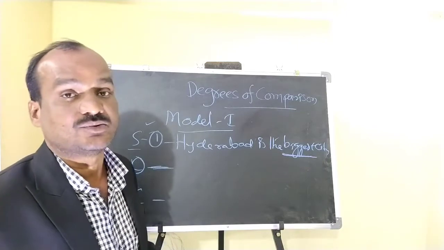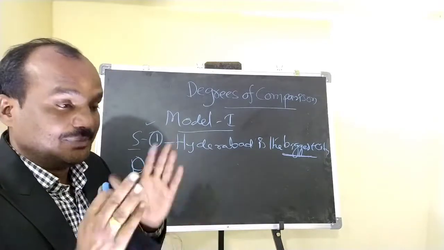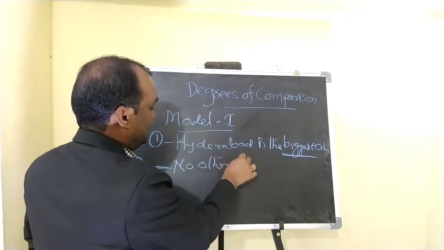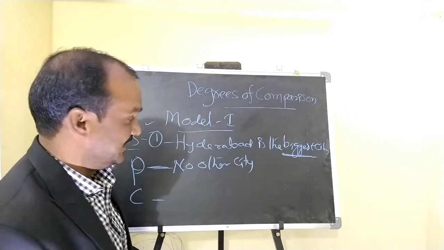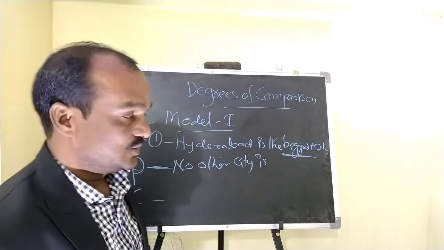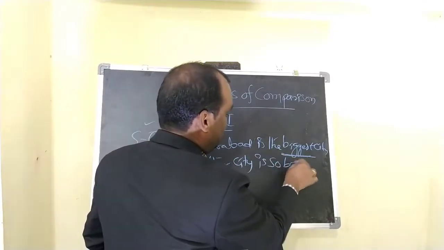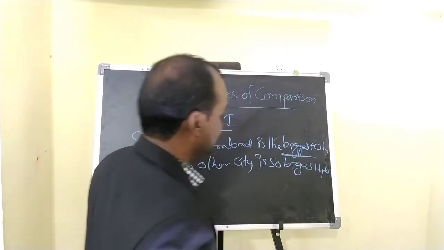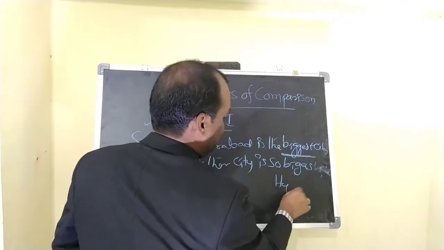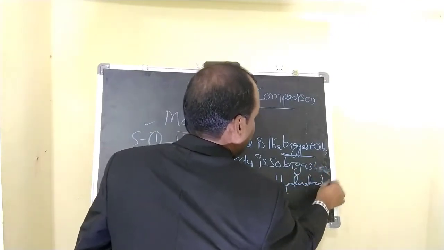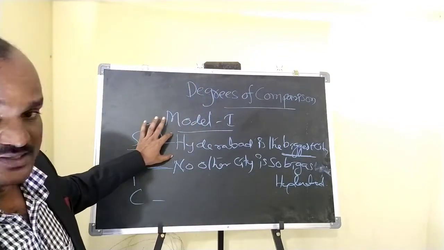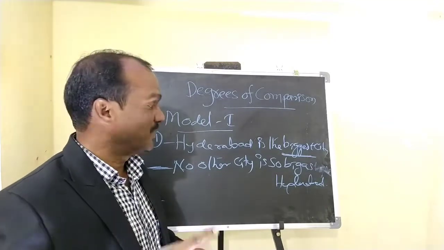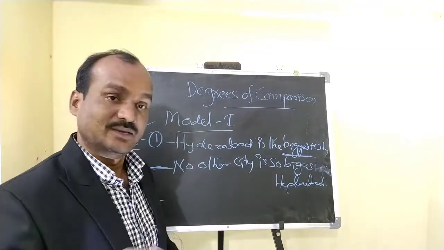In model 1, if the sentence is given in superlative degree, it can be changed into positive degree by beginning with the words: No other. No other city is so big as Hyderabad. What does it mean? Hyderabad is the biggest city gives you the similar meaning, and no other city is so big as Hyderabad in Telangana gives you the similar meaning.